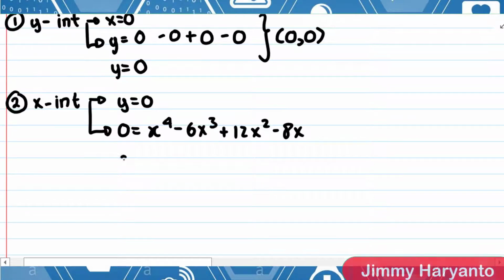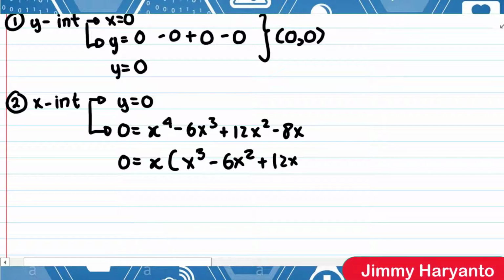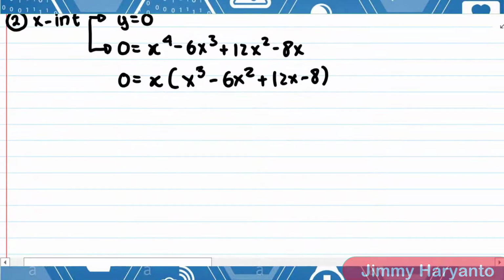So for the first one, I can factorize the x easily. X in the bracket x to the power of 3 minus 6x squared plus 12x and then minus 8. And after that, we can factorize the x to the power of 3 expression using the Horner method. First, we have to guess and check whether x equals 1, x equals 2, or x equals negative 1 will make the result equal to 0.